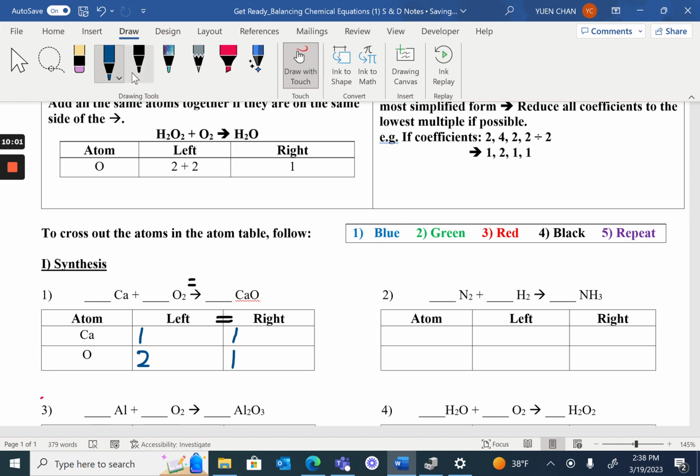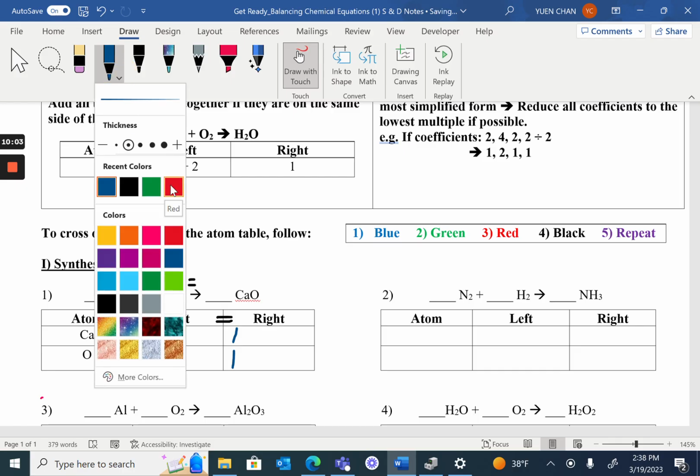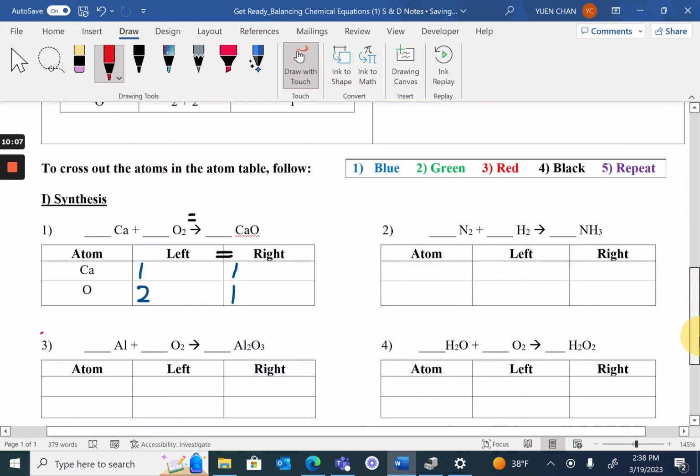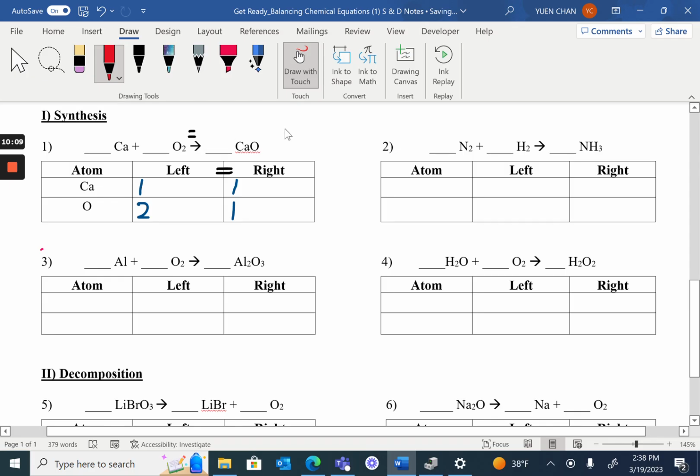So actually, before you start, I forgot to ask you to do one thing. Before you start to do anything, when you see the compound, you always want to put a bracket before you start. So this is the first thing you want to do. So I put a bracket around CaO, because CaO is a compound. You don't need to put a bracket around Ca or O because they are elements only. All right, so you put a bracket first. And actually, I'm going to put the equal sign here too.